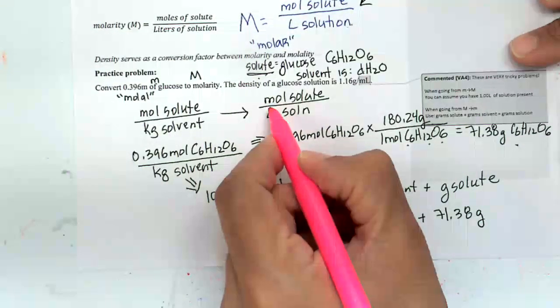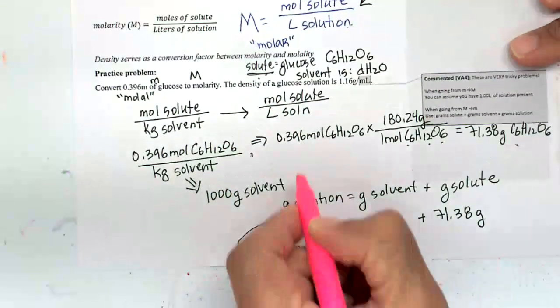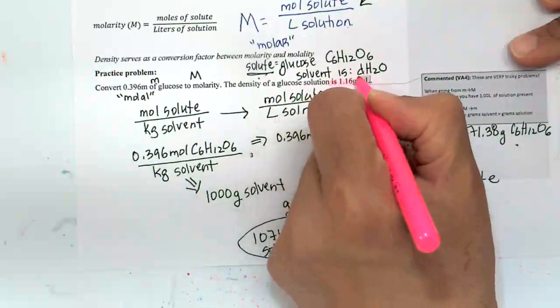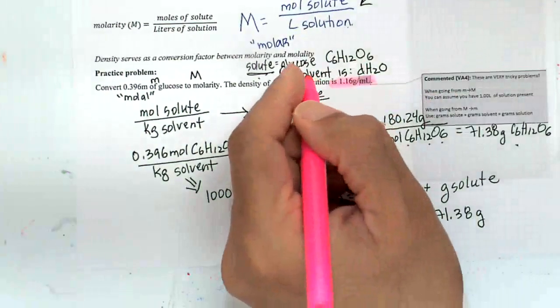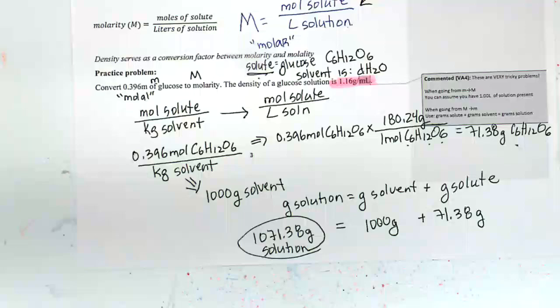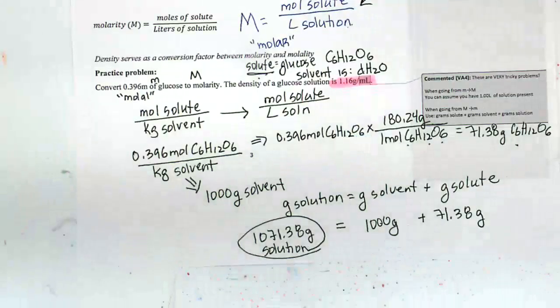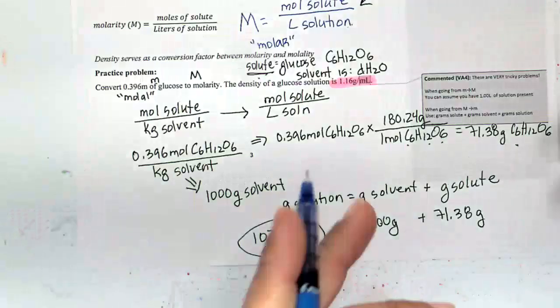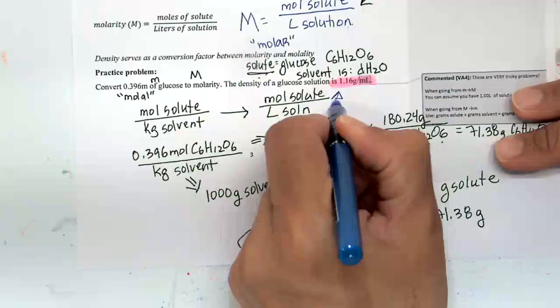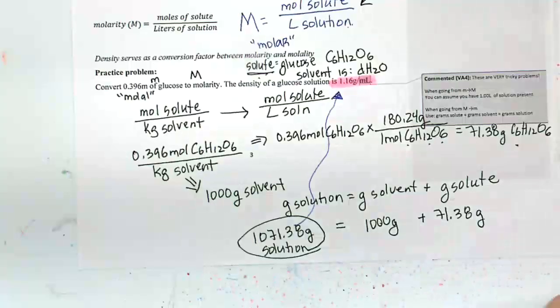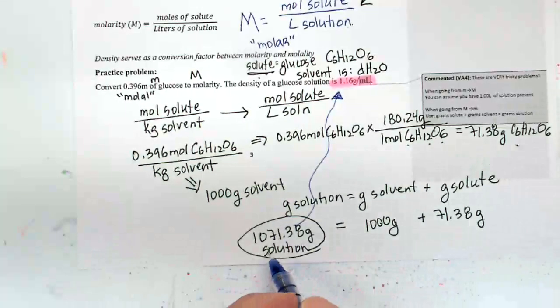And what we need now is liters of solution. We have our grams of solution, so how will we get to liters of solution? We're going to use the density, which is given to us in the problem. So let's go to the next page here. Right, so 1,071.38 grams of solution.